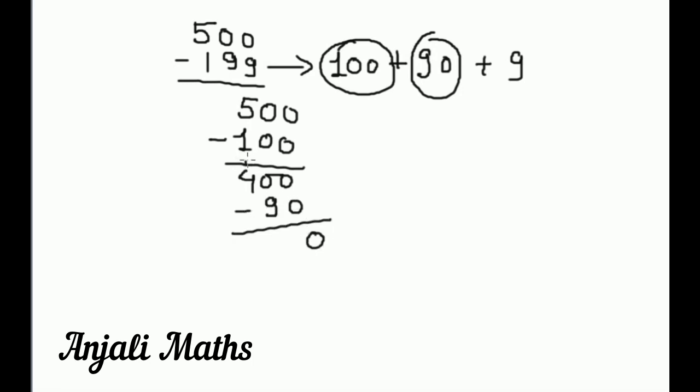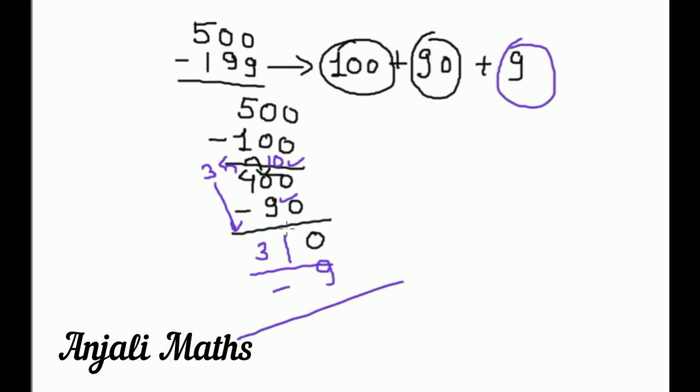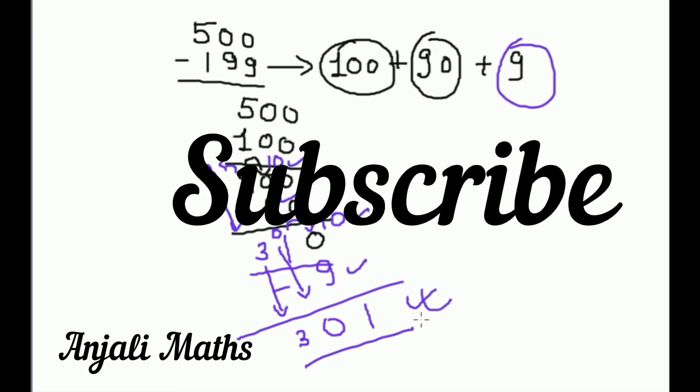This is 0. We will borrow 1 here. This is now 10. And this 4 will be converted to 3. So 10 minus 9 is 1 and we will write 3 here. 310. We will subtract 9. We borrow 1 here. So this is 10 and this is 0. So 10 minus 9 is 1. We will write 0 and write 3. So 301 is our answer.